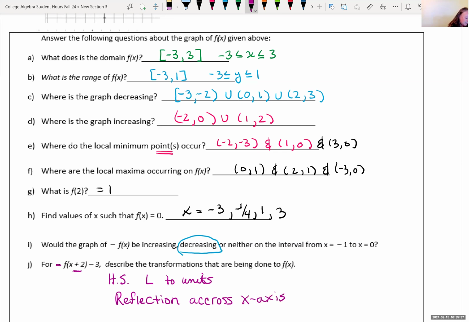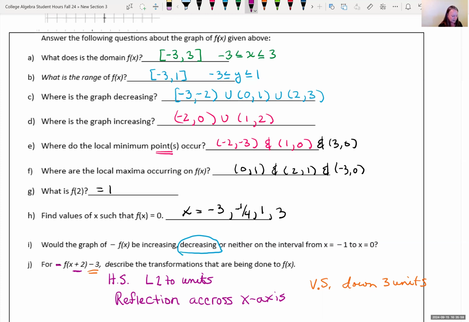And then that -3 out here, that -3, this shifts. It's a vertical shift. We're taking a vertical shift down 3 units. Left 2 units.